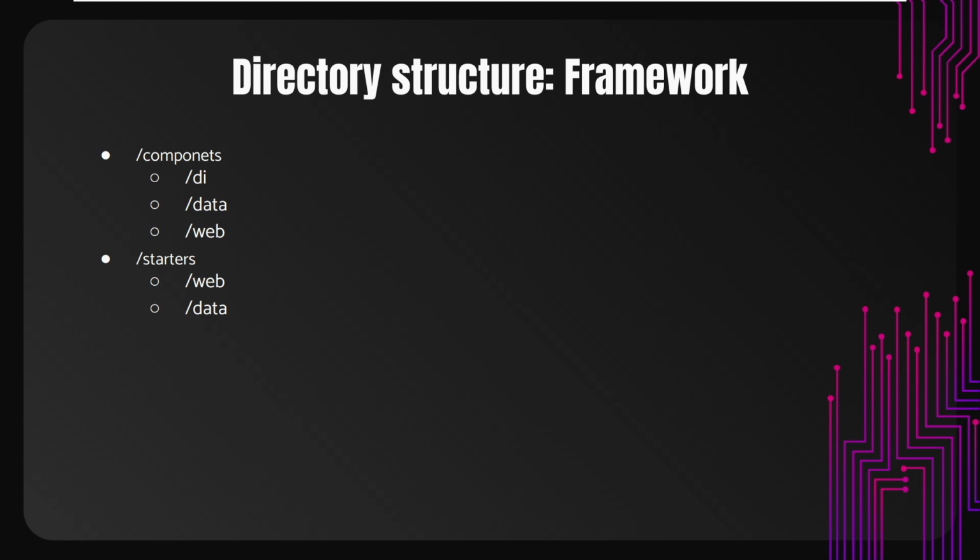Under starters, we have web, which will then link our request with a sort of kernel. It's called a kernel in Symfony. Maybe we'll also call it a kernel. It links the dependency injection, data and web bits together, and we also have a starters data. So the common layers are in components, and then the real integration, for example, with Postgres or MySQL, will be in the starters. And that's the directory structure for the framework, which is what we are starting with.